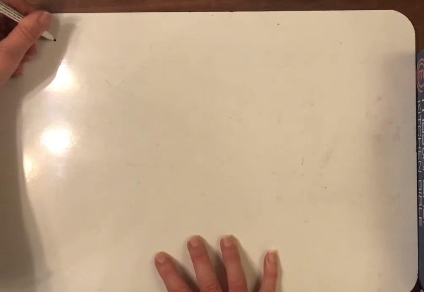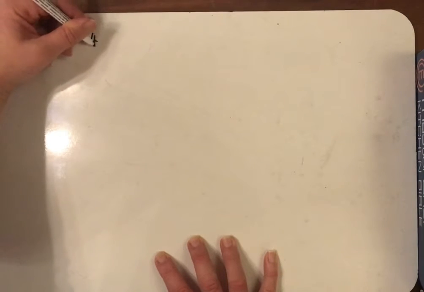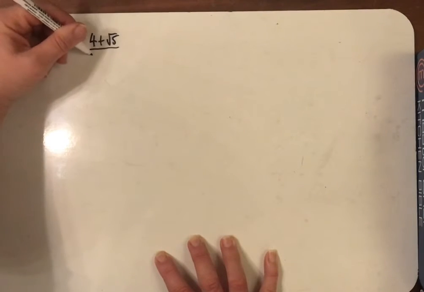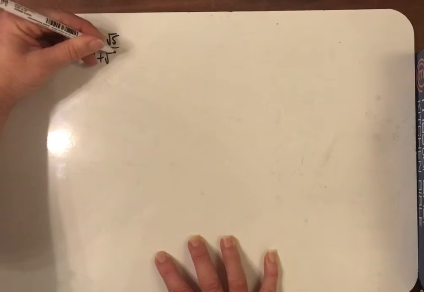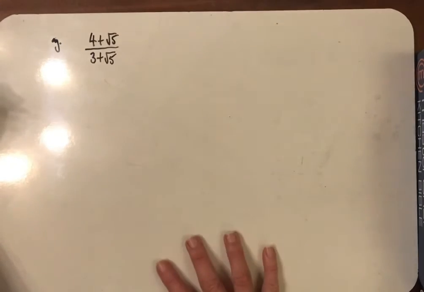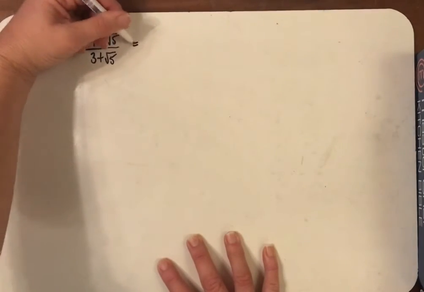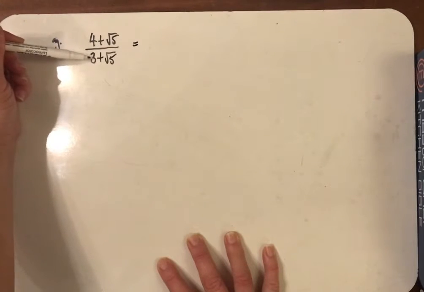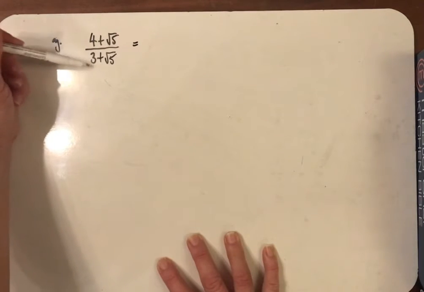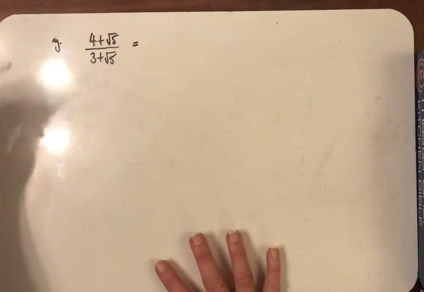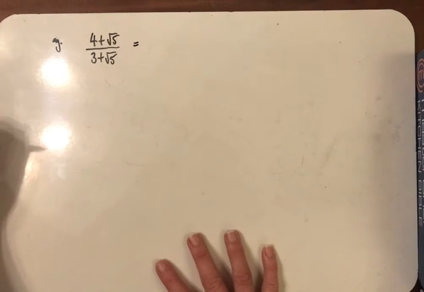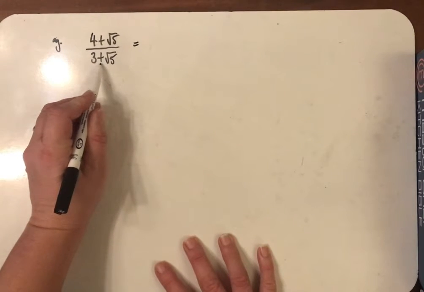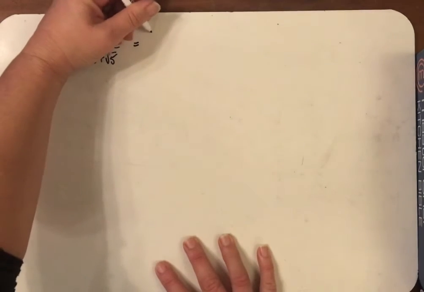So if instead we have something like 4 plus root 5 over 3 plus root 5, then to rationalise the denominator now, I can't just times top and bottom by root 5, because we'll end up with 3 root 5 plus 5, so you'll still have a square root underneath. So instead we use difference of 2 squares. So I'm going to multiply top and bottom by 3 minus root 5.